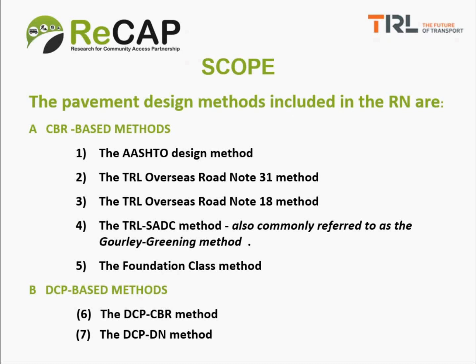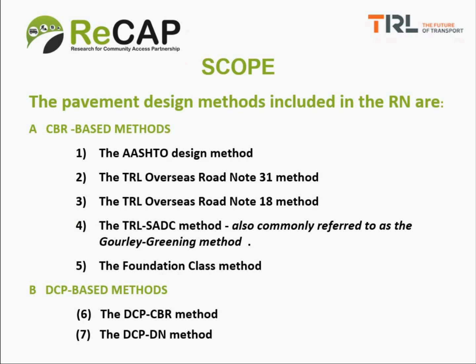The second group of methods is called the DCP-based method. The DCP stands for Dynamic Cone Penetrometer, and that is a different way of measuring the strength of materials to the CBR method. It has its advocates. One of its great advantages is that it's very quick to use, so you can take a lot of readings, and it's being adapted for the so-called DCP design method.